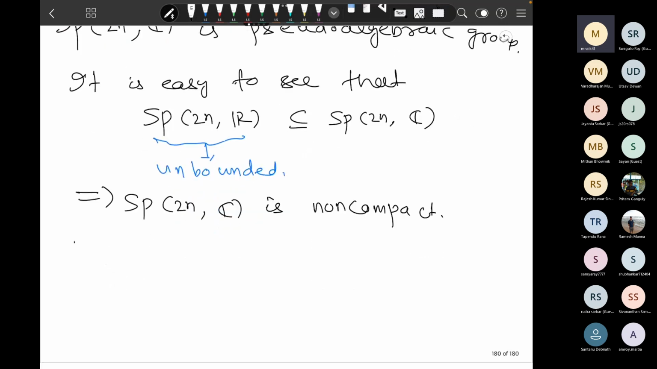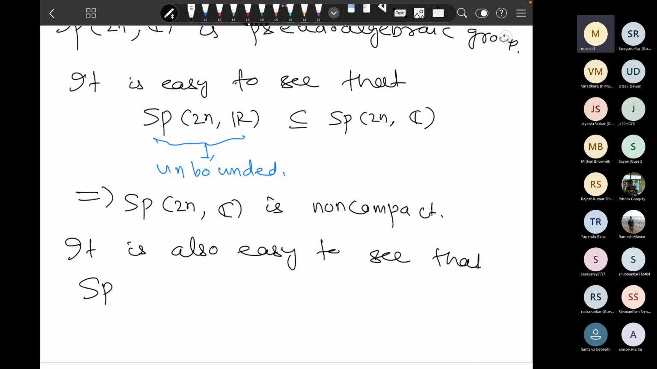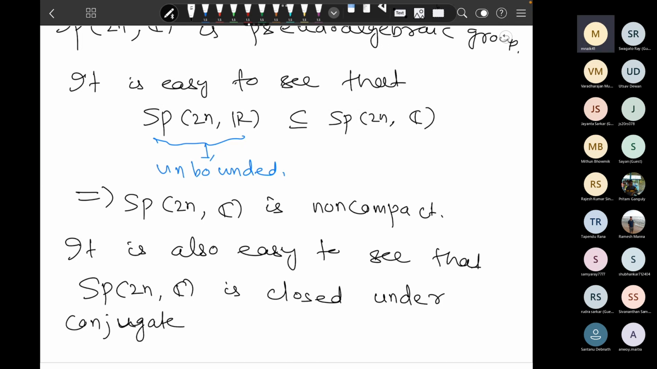Okay, so I will also leave this. It is also easy to see that SP2n(C) is closed under conjugate transpose. I will give this as an exercise. I have really done this various times, so you will get the same thing, the conjugate transpose exercise.